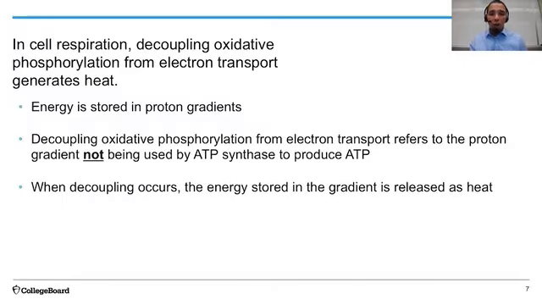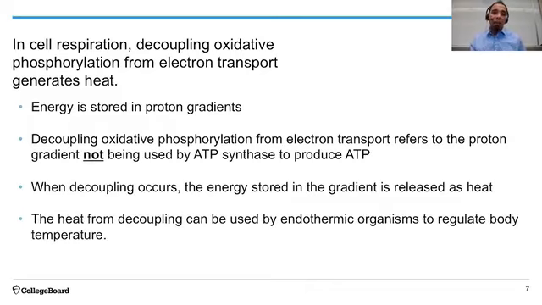And so when decoupling occurs, the energy stored in the gradient is released as heat. And that heat from decoupling, right, separating the processes, can be used by endotherms like us, right? Endothermic organisms, to regulate body temperature. Again, a lot of terms going on there. Pause the video, go back to the previous slide, draw out the picture. But the key point is that when we decouple oxidative phosphorylation, we release some heat that can be used to regulate body temperature.